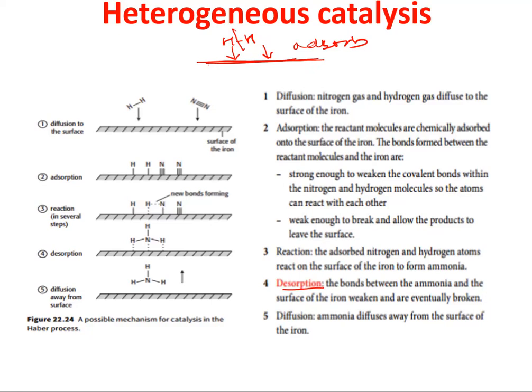So we have an example of ammonia formation here. The other example we have is the catalytic car converter. We have a transition element in the catalytic car converter.